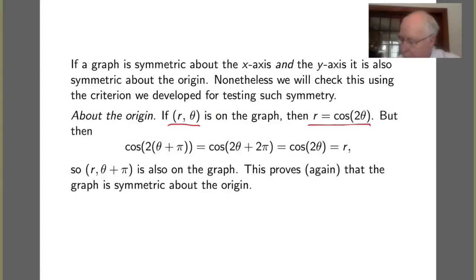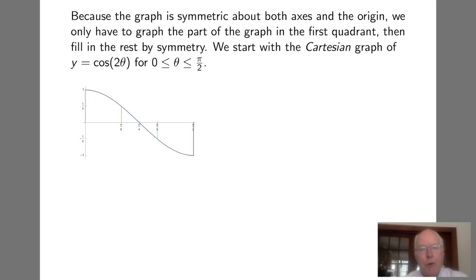If we look at cosine of 2 times the quantity theta plus pi, then we find this is cosine of 2 theta plus 2 pi. And again, the periodicity of the cosine makes this the same as cosine 2 theta, which is r. So that means (r, theta plus pi) is also on the graph. And so this again proves the graph is symmetric about the origin.